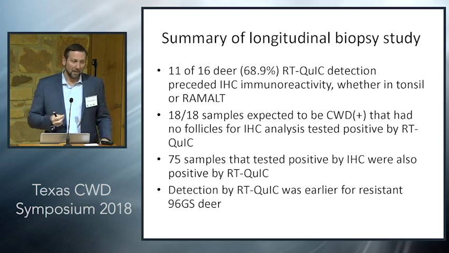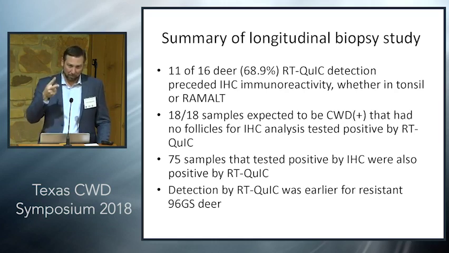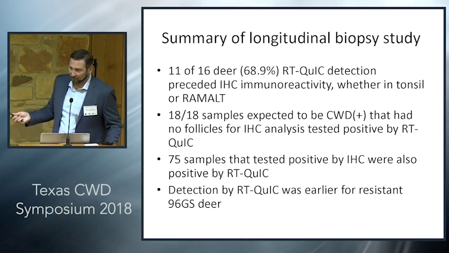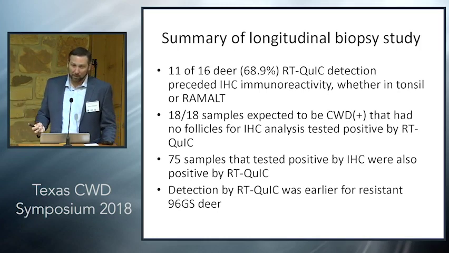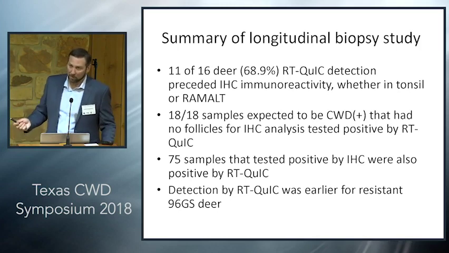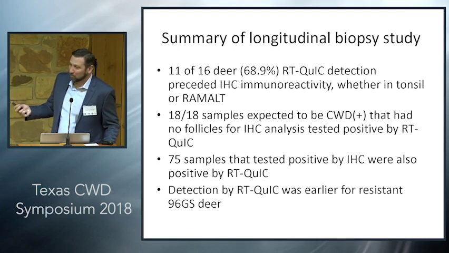We obviously don't know if the RT-QuIC sample had follicles in it or not, but the likelihood is fairly high that if the sample is split in half for testing, there are no follicles in either one, but we can't know for sure because we homogenized it, right? And all 75 samples that tested IHC positive were also positive by RT-QuIC. So we have pretty high confidence that if a sample is going to be positive by IHC, it's also going to test positive by RT-QuIC. So you don't really miss samples in that respect.